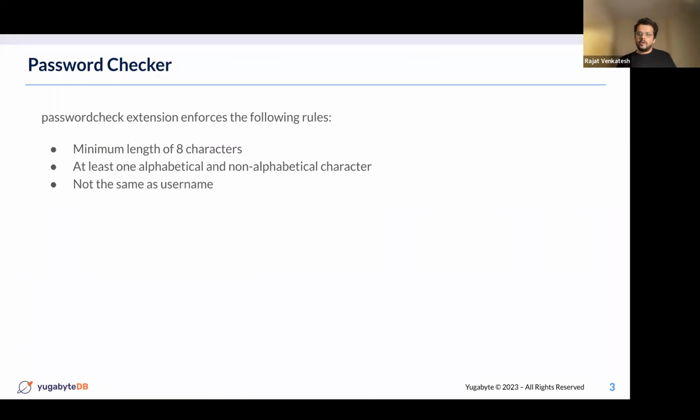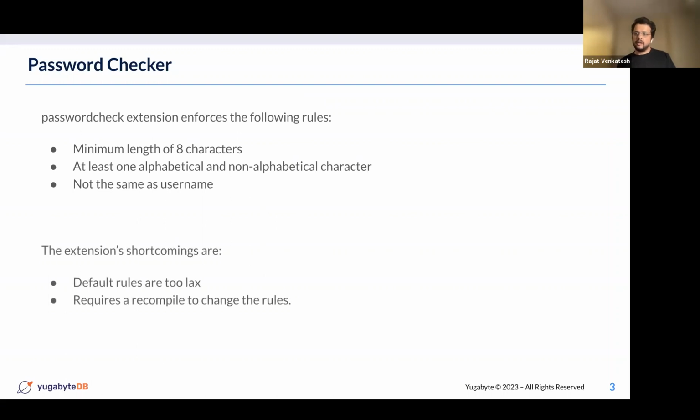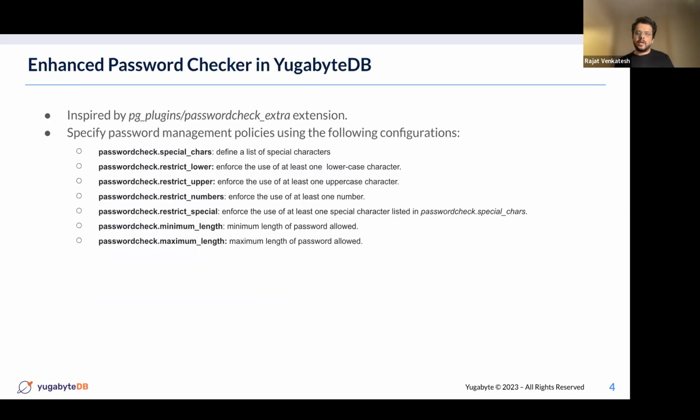The feedback that we got was that these rules are too lax for current requirements among our customers, and they need to be enhanced. However, changing the rules in the password check extension involves changing source code, recompile, and then reload. And this is not very DBA friendly. So what we did was we enhanced the password check extension within Yugabyte. We were inspired by the passwordcheck_extra extension that is part of the PG plugins project.